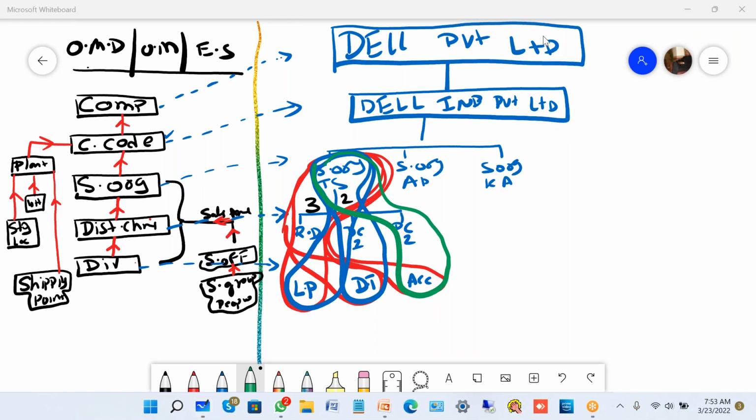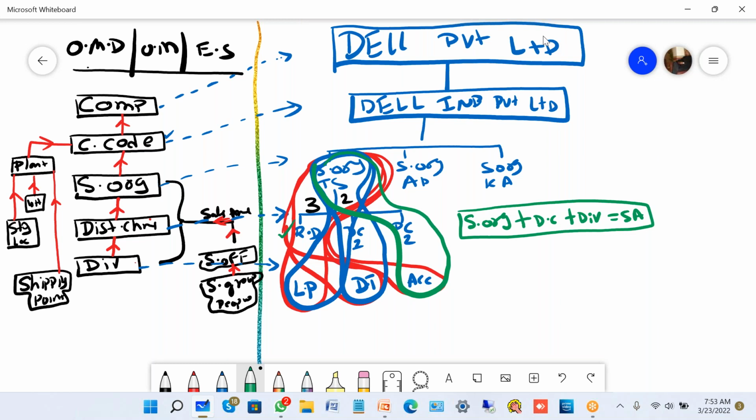So the combination of sales organization plus distribution channel plus division is equal to sales area. Remember this. For example, recently you might have purchased a laptop. Where did you purchase it? You have been to an outlet. The outlet is sourcing the stock. For example, you've been to Reliance Digital. Where is it? In the state Telangana. What did you purchase? A laptop. So your identification of the entire sales transaction is by sales area. This is very, very important.